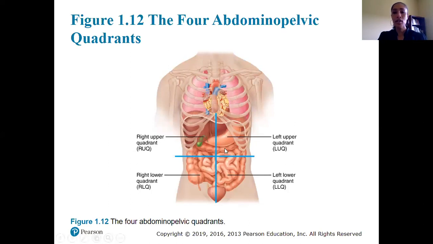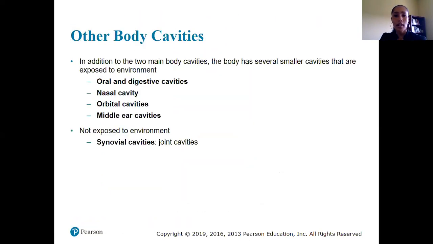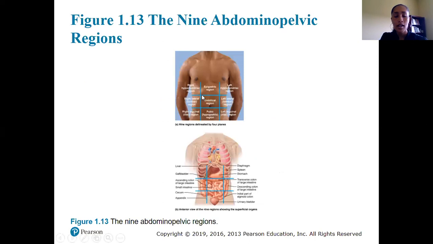And as you can see, the large intestines and small intestines and the bladder cross multiple quadrants as well. So they're not going to be housed, obviously, in one quadrant. Now, with the regions that we can divide the abdominopelvic cavity in, we have 9 of them. So this is a small table, but this figure is also in your textbook.